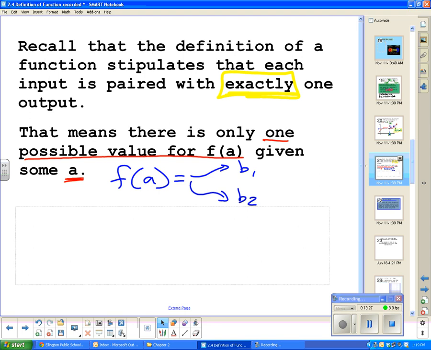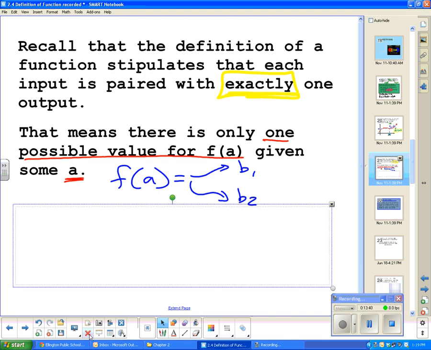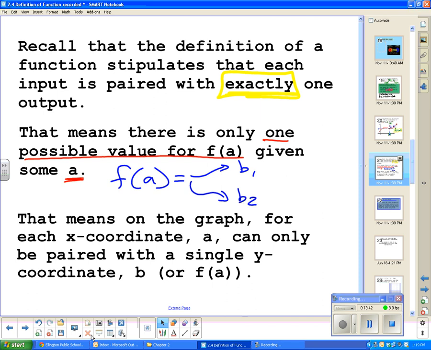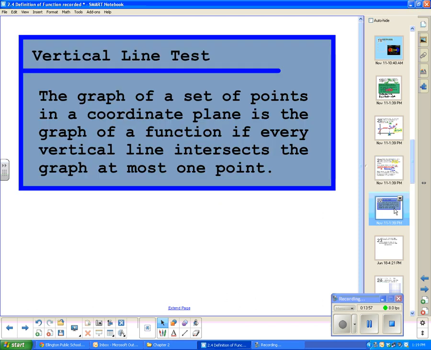And in the last video, you'll recall that we talked about ambiguity. Here, I'm putting in A. What am I getting out? I don't know. Might be b sub 1, might be b sub 2. When you have that case, not a function. And this leads into another thing. That means on the graph, for each x coordinate A, we can only pair it with a single y coordinate B, also known as f of A. And this whole idea, this train of thought from step 1 to step 2 to step 3 on the slide, leads us into our old friend, the vertical line test.